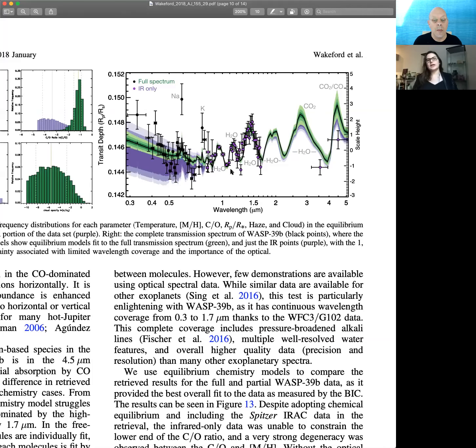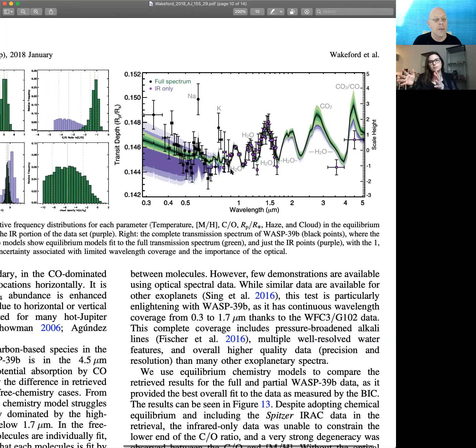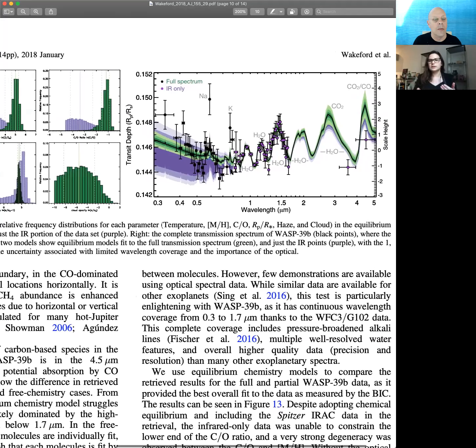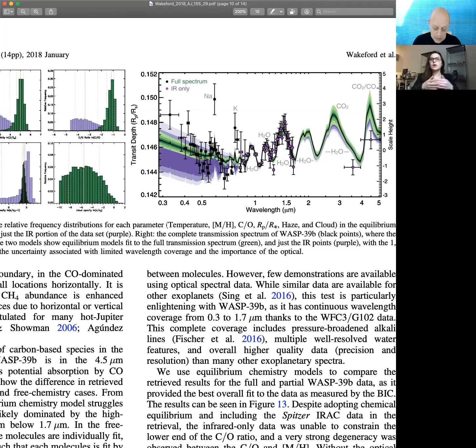So what you're seeing here is us looking at the data that we got of this planetary atmosphere and breaking it up into chunks. If we had just measured the infrared part of the atmosphere, what would we have learned? If we had measured the whole of the atmosphere from the optical to the infrared, what additional things can we learn from that? What you're seeing here in purple is the infrared portion that we measured, and what we can then assume or predict based on those measurements alone.